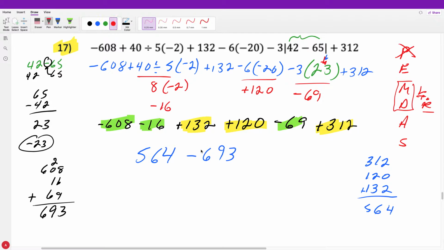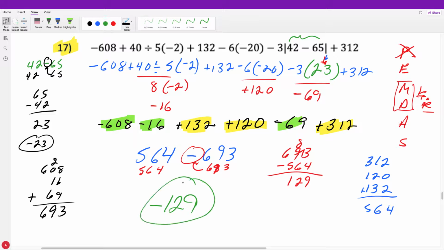And once again, since the negative number is larger, we're going to go ahead and look at them both as positive. And then we'll do 693 minus 564 off to the side. So this will give me 9, this will give me 2, and this will give me 1. And then since we had more negative to begin with, our final answer will need to be negative 129. All right, and that will be our final answer for that one.